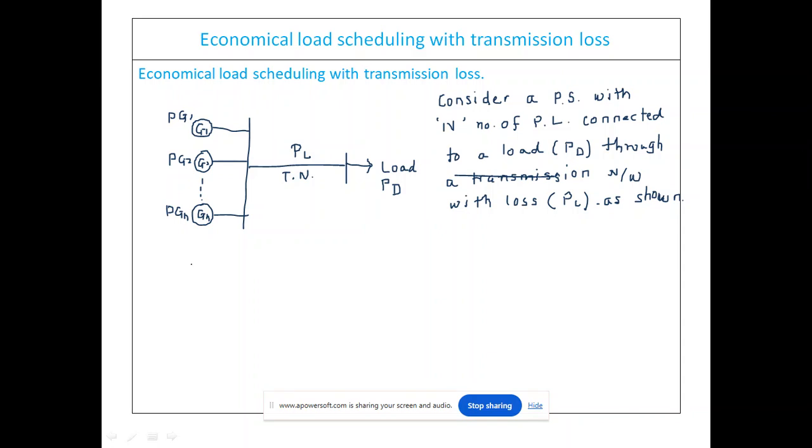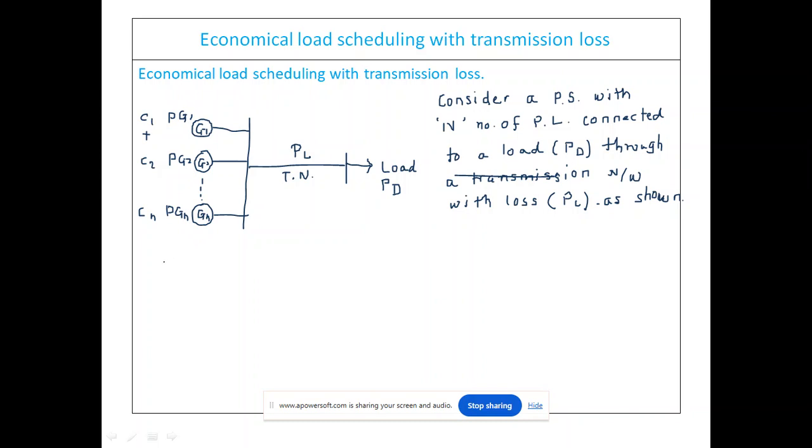Now what does economical load scheduling mean? We want the generations PG1, PG2 up to PGN such that the total cost of generation is minimum. Let this cost be C1, let the cost be C2, let the cost be Cn, and this total cost, that is C1 plus C2 and so on, should be minimum. Now we have to write it analytically.